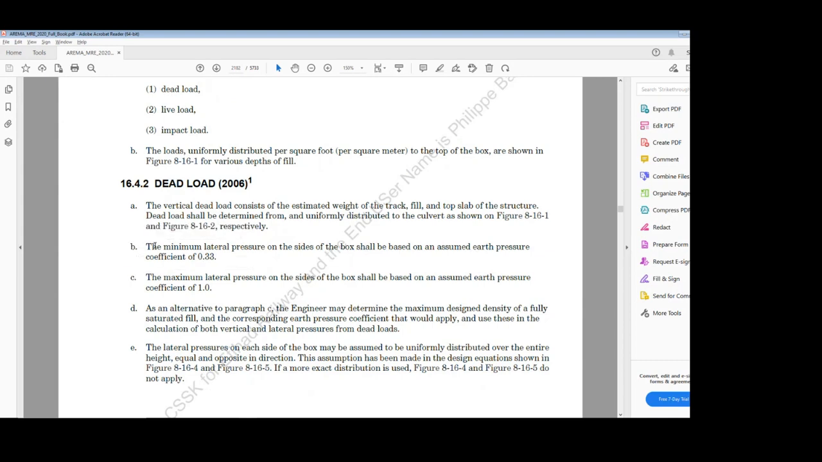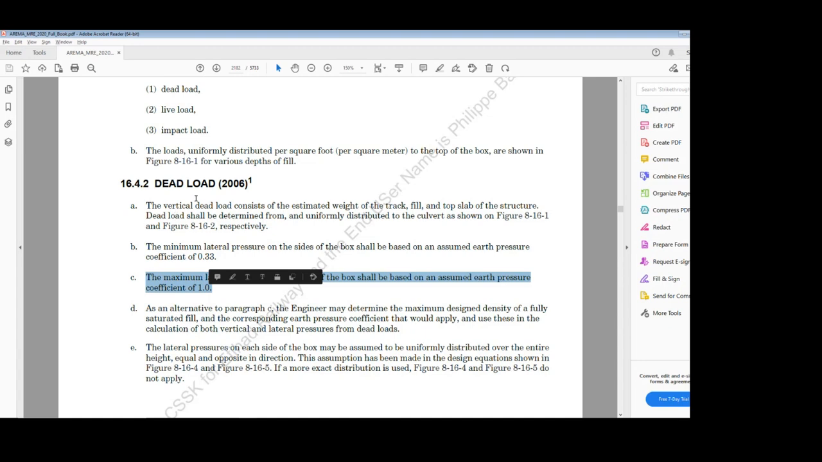In which they have mentioned the minimum lateral earth pressure coefficient should be taken as 0.33 for culvert, and the maximum lateral pressure coefficient should be taken as 1. This is too much high. This behaves like a fluid. What we do in fluid is gamma into H. If for soil you take the coefficient equal to 1, it is kind of soil-water only. So 1 is too much high.